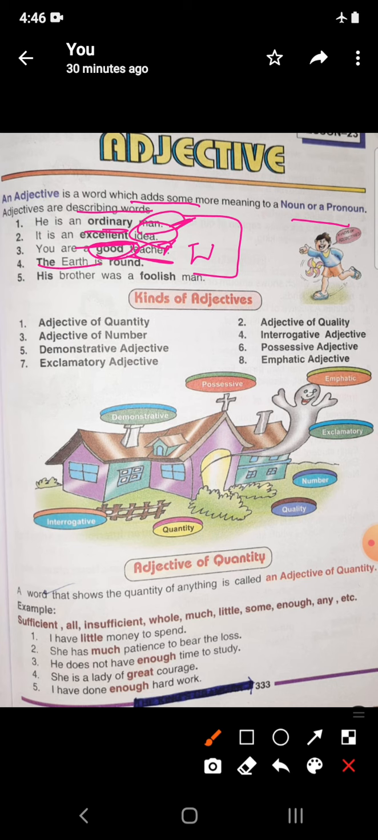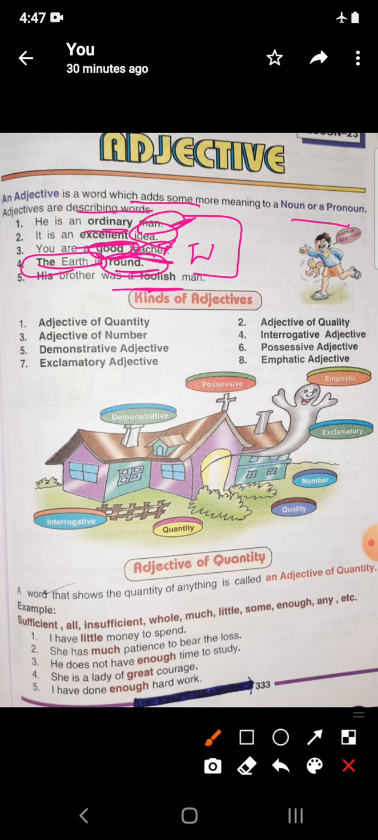The earth is round, it is the shape. Actually round here denotes the shape of the noun, that is the earth. So round here becomes the adjective. His brother was a foolish man. So foolish is a quality. So adjectives define the nouns or pronouns, they describe the nouns or pronouns, how they are, what is their shape, what are their qualities, what is the color, and sometimes it shows the number. So we will come to know when we discuss the kinds of adjectives. We will learn the jobs different kinds of adjectives perform.